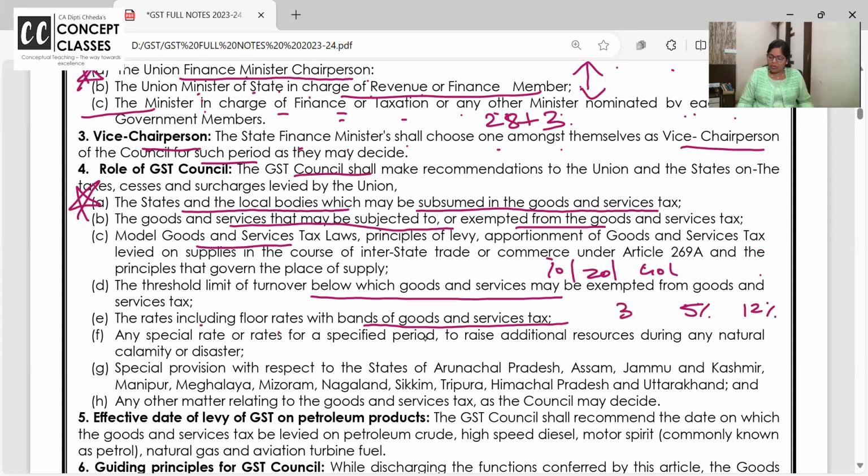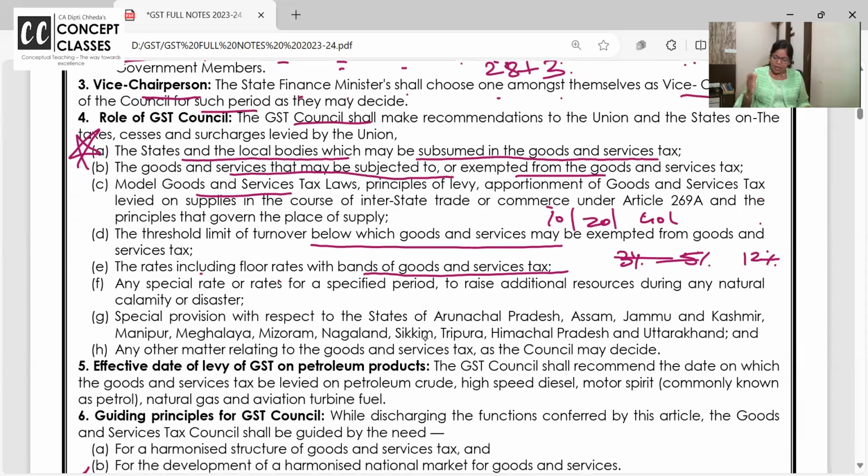Gold and all which should be costly, 3%. So the rates and all, of course, they follow the Customs Tariff Act rates, but that is all decided by the Council every year. Okay, on this will be the rate. Any special rate for a special period to raise additional resources? For some time on these products, instead of 12%, 18% GST will be collected, so that the 6% we can use for the state to meet any natural calamity and all.